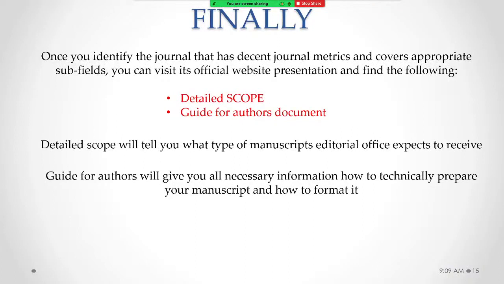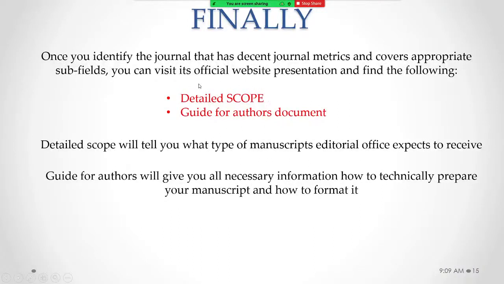So once you identify the journal that has decent journal metrics and covers appropriate subfields, you can find the name by using the impact factors online. Then you can visit the official website presentation and find the following two things. You can read the detailed scope and guide for authors document.